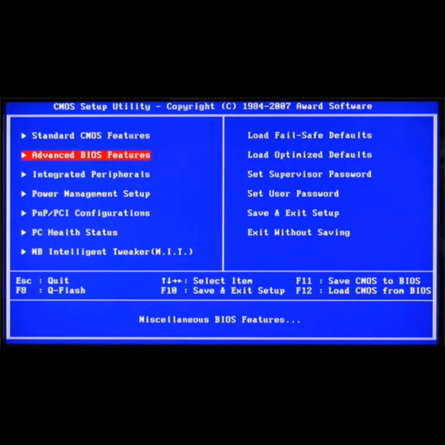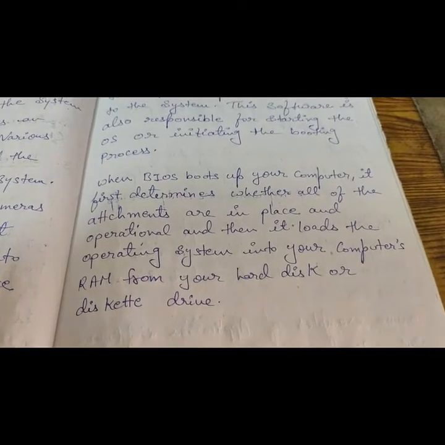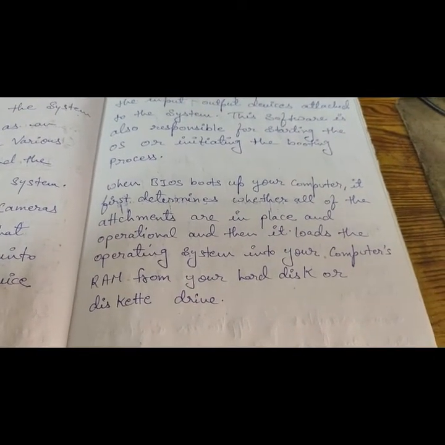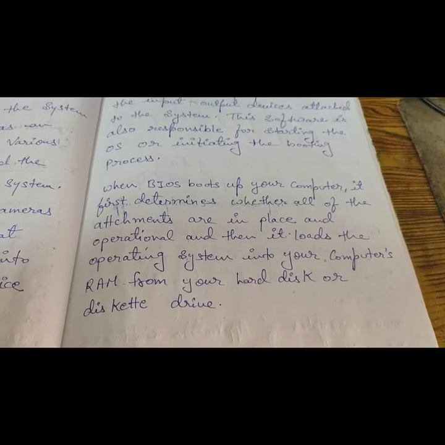BIOS is the configuration interface which loads first when the computer is powered up and is going through power on self test. So these are all the types of system software.